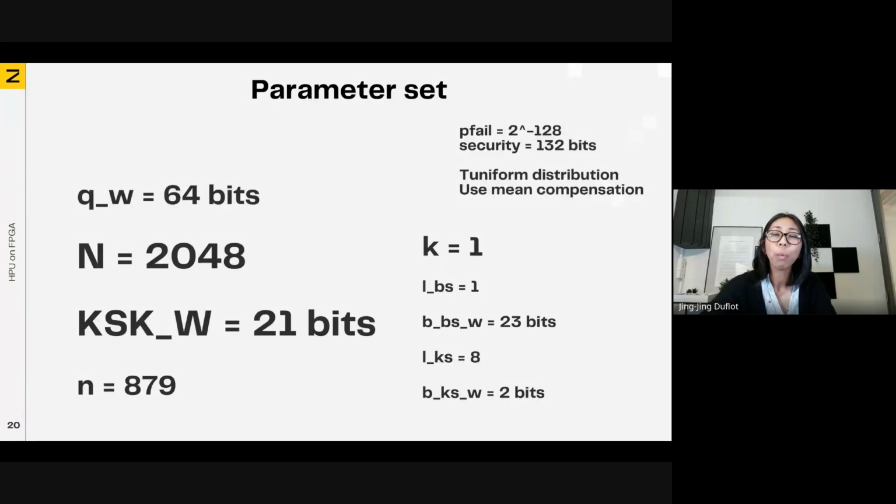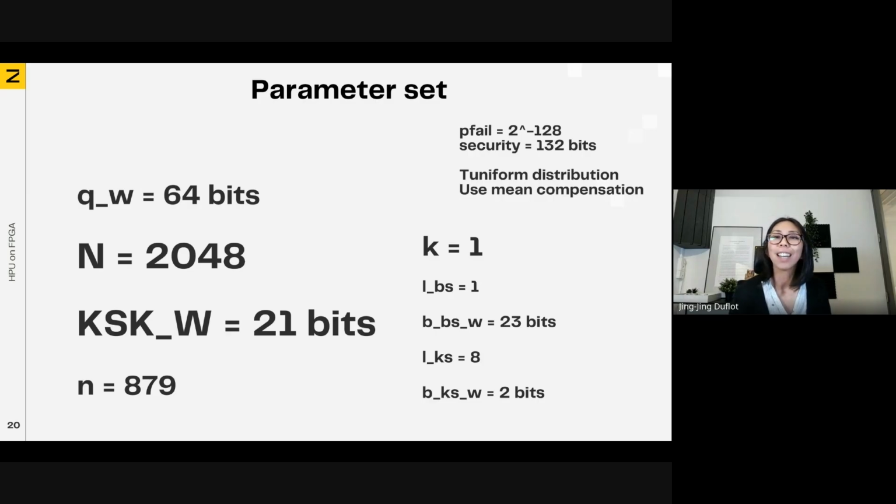But first of all, we will talk about the cryptographic parameter set. I know this subject is not the funniest one, but it's an important one because this parameter set determines the architectural choices that we've made. So today, we are using a parameter set that satisfies a failure probability of 2 to the power minus 128, which is quite small, and a security level of 132 bits, which is quite high.